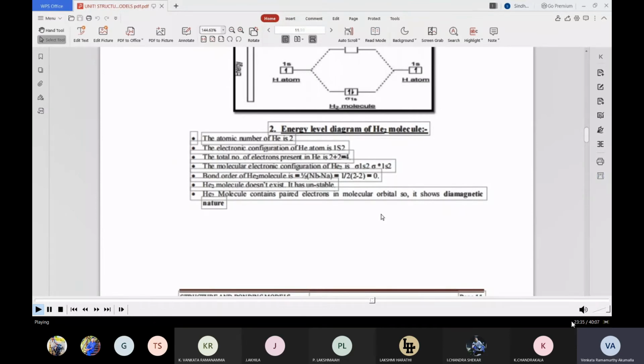Once again, the energy level diagram of the helium molecule. The atomic number of helium is 2. The electronic configuration of the helium atom is 1s2.